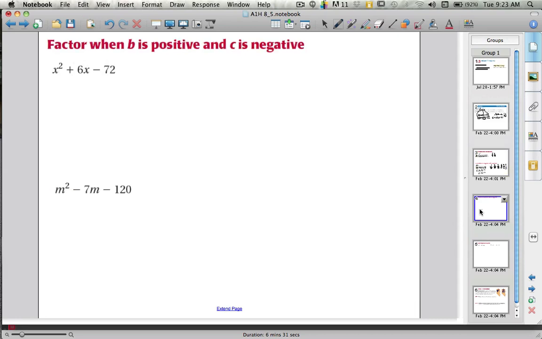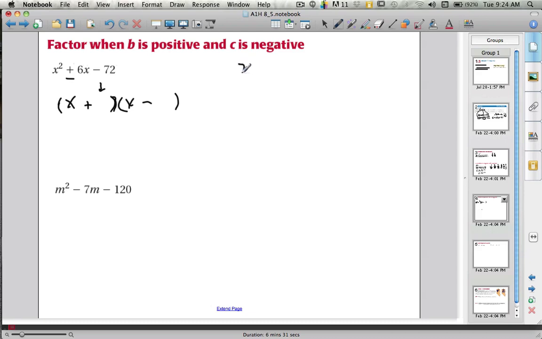Okay, let's look at another situation here. Now when c is negative, when my constant is negative, that's made by multiplying a positive number times a negative number. There's no other way to do that, right? So I know that one of these is plus and one of them is minus. And because when combined, this came out to be plus, I know that the bigger one has to be a positive number. I still know that x times x makes x squared, so I can put those in. And now I want factors of 72 that have a difference of 6.